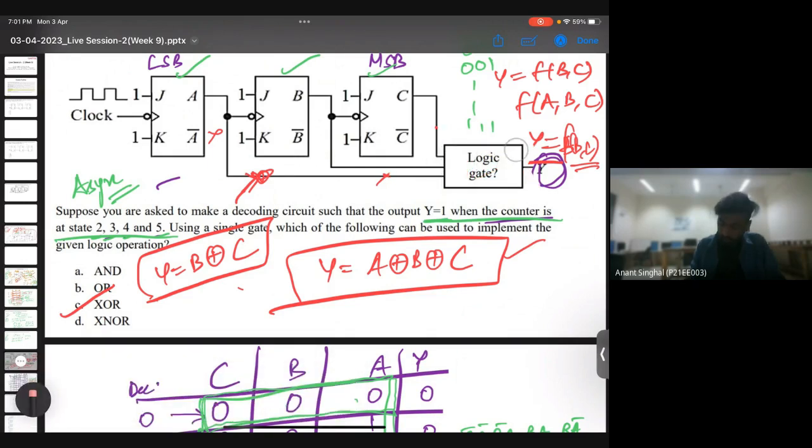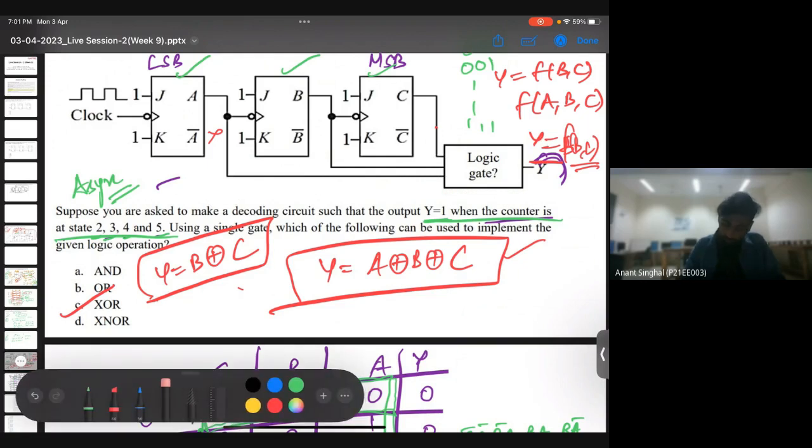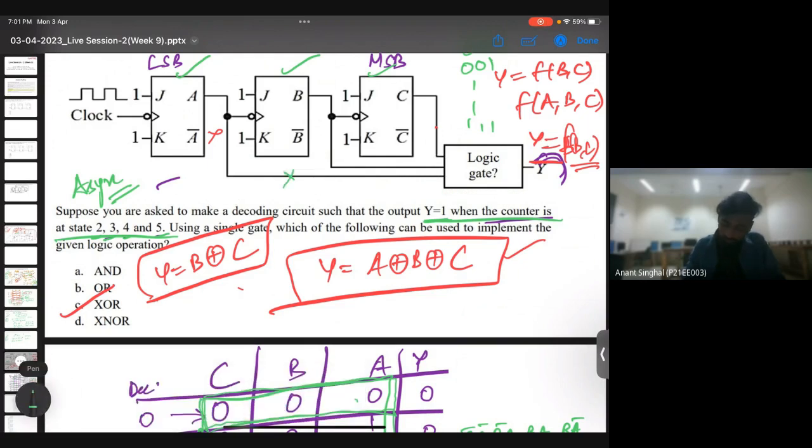So what I will do is disconnect this, take the B out and the C out, and just add an XOR gate, and then we'll get a Y. You are convinced that this circuit will work if I make it something like this, right? Yes, sir. So we require an XOR gate to make this circuit work, right?